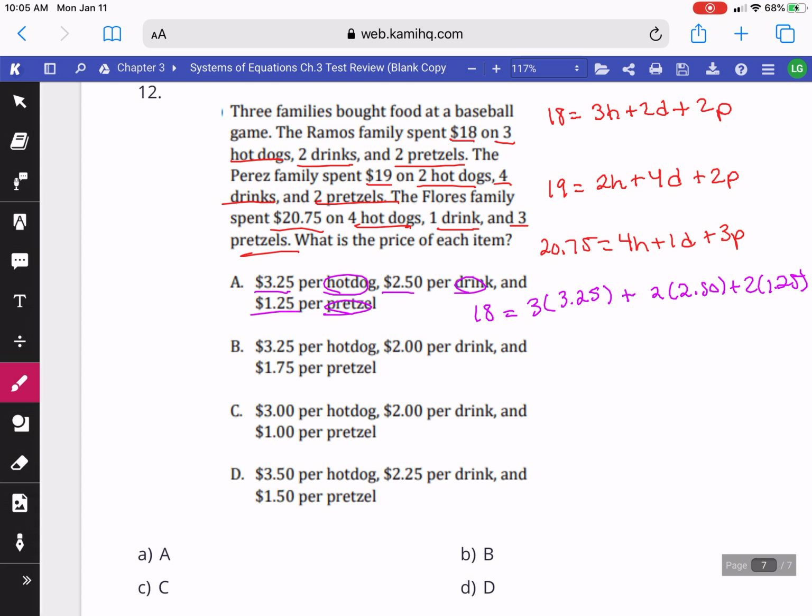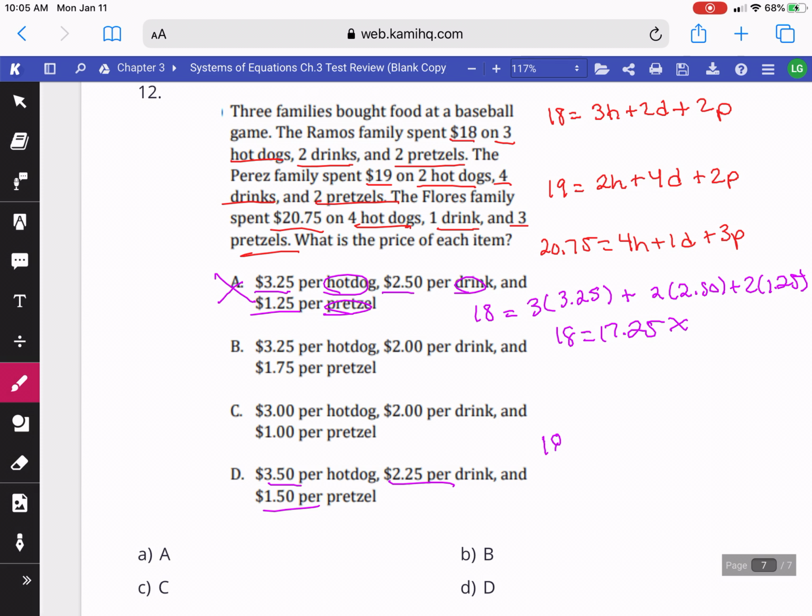This you can do on a calculator. If you do the math here, I end up getting $17.25, which is not correct. So right away, since this didn't work for one of the families, I know it's wrong. But to make sure that it's correct, you want to make sure it works for all 3 families. I'm going to go ahead and look at answer choice D, because this one's the correct one for this problem.